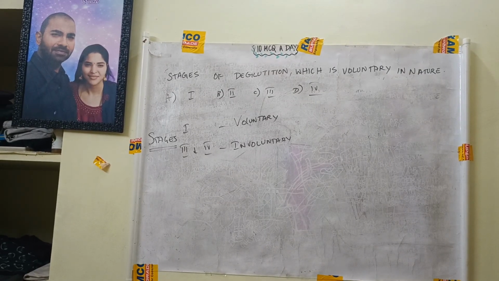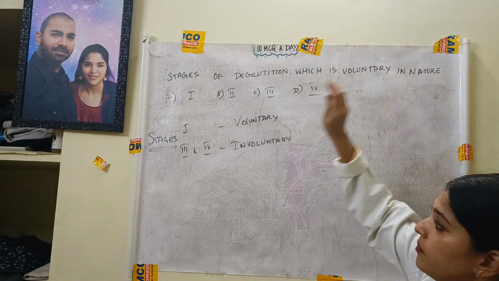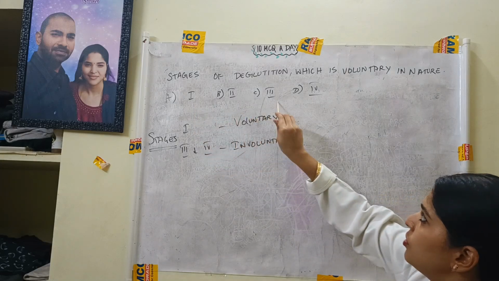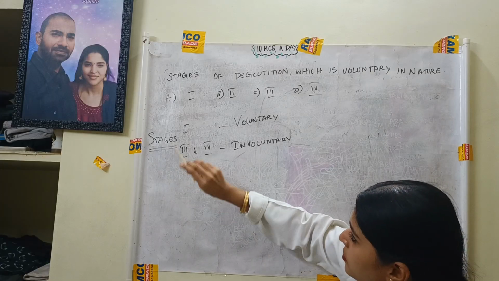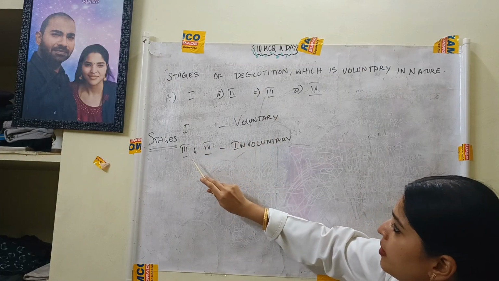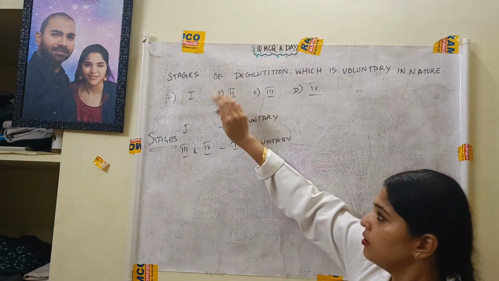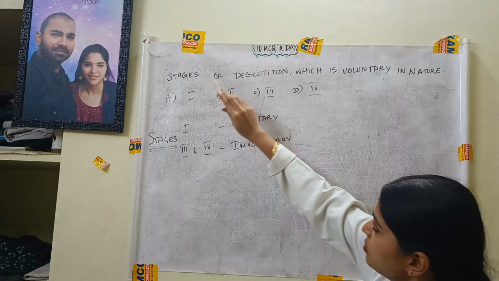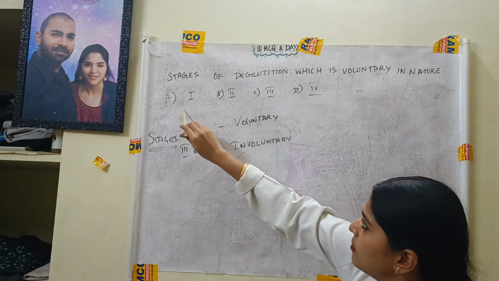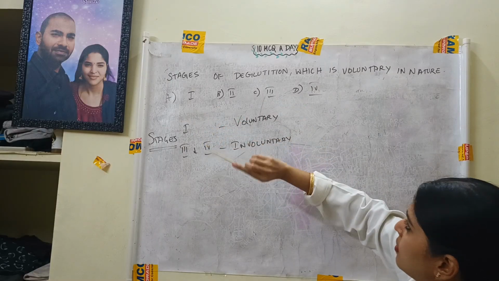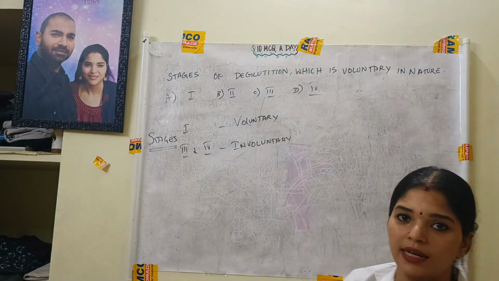The next MCQ, stages of deglutition, which is voluntary in nature. Option A, 1, 2, 3 and 4. So these are the stages. So the answer is, the first stage is voluntary and the third and fourth stages are involuntary. So we will go through the MCQ question again. Stages of deglutition, which is voluntary in nature. So according to the question, option A, stage 1, is voluntary in nature, is the correct answer.